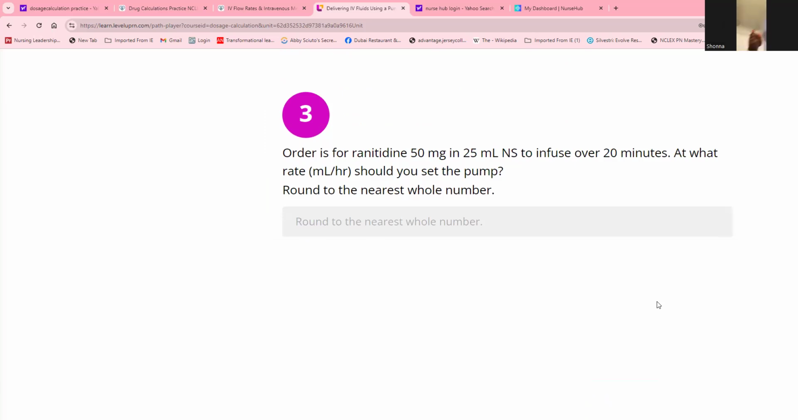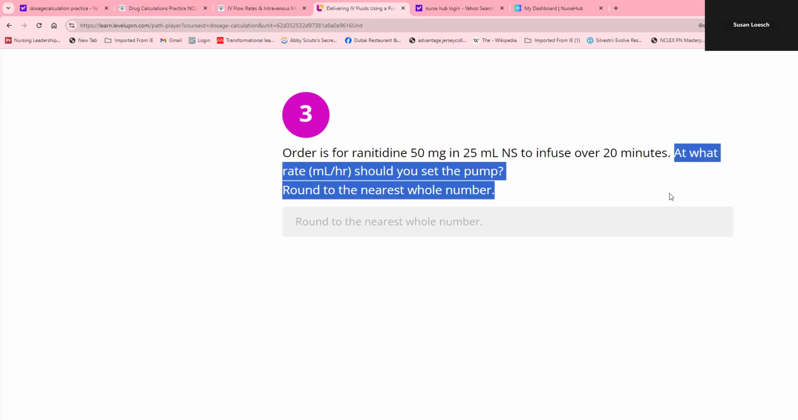Now, there are two errors people make on this question. The first error is they use the 50 milligrams, and you can't. That's a strength. You have to use volume here, because what is it asking you for? I'm going to highlight it. It's asking at what rate, mL per hour, you should set the pump to. So you need your mLs, and the only thing that has mLs in this question is 25. And then you need your time, but here's the problem: your time is in minutes.